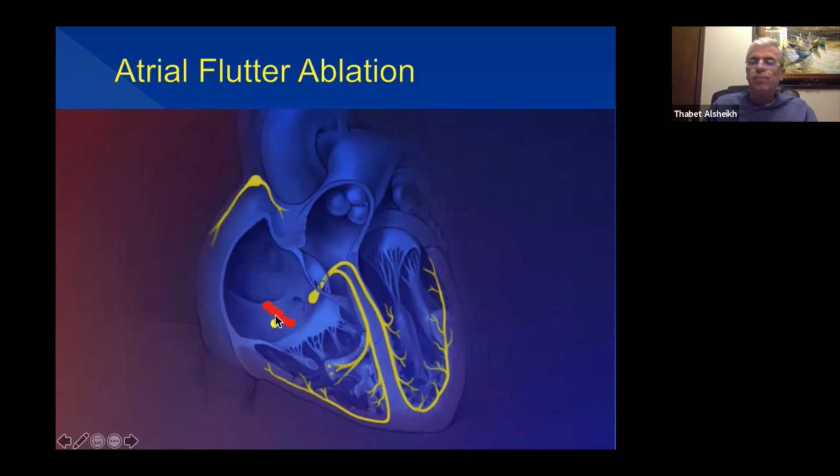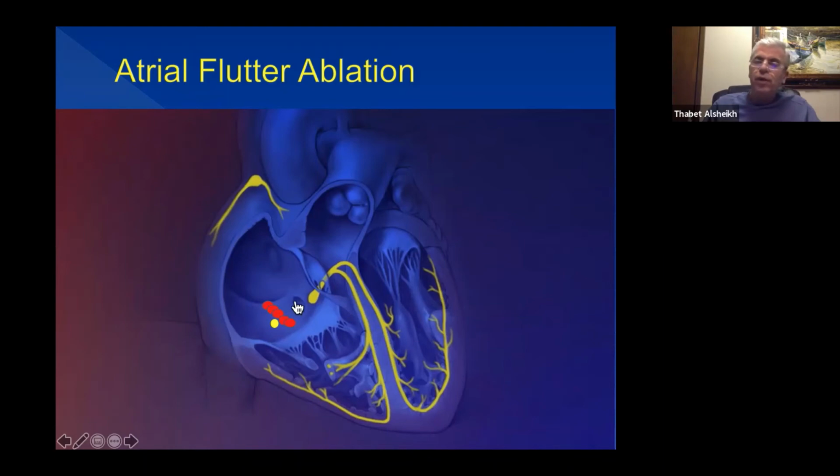And that's the ablation. The difference between ablation for a re-entry circuit versus focal: in the focal, you have one spot, like we saw on the previous slide, and you terminate the tachycardia. In re-entry, you tend to need a line, multiple spots. But the advantage of re-entry is you can put this line here, you can put this line more medial, you can put this line more lateral.